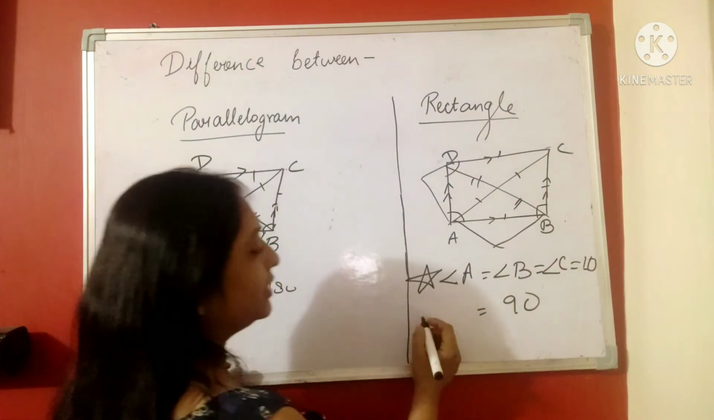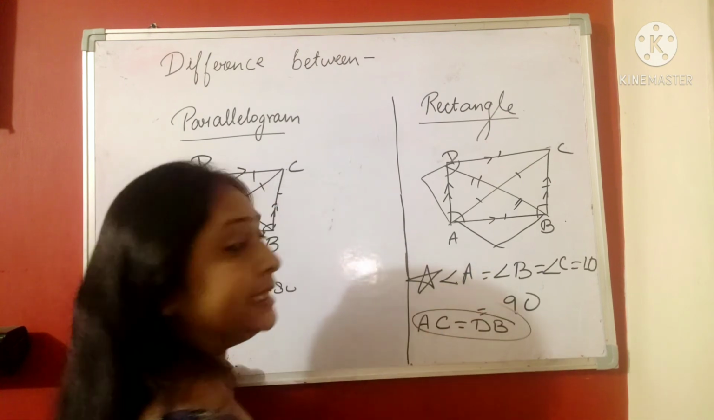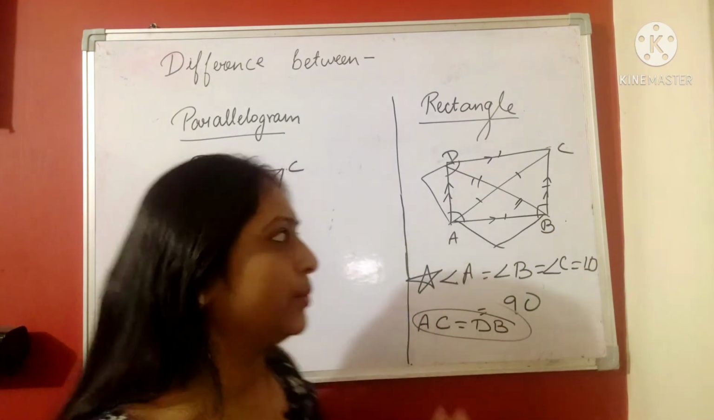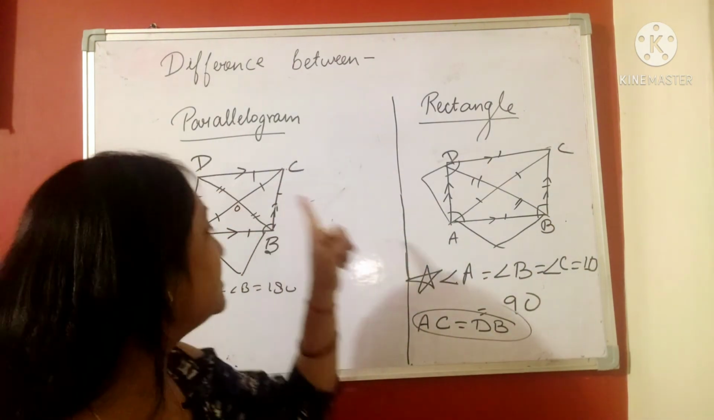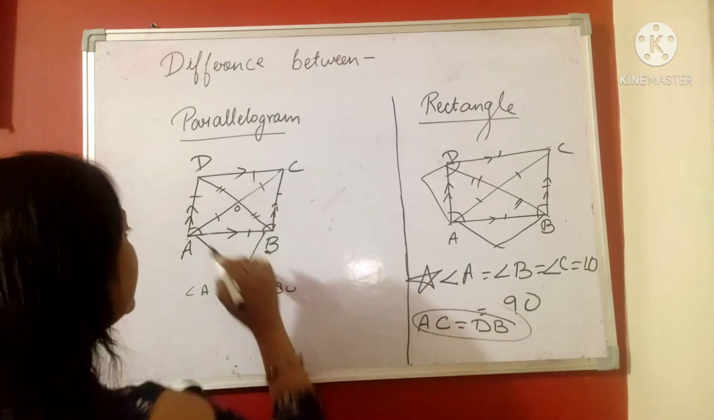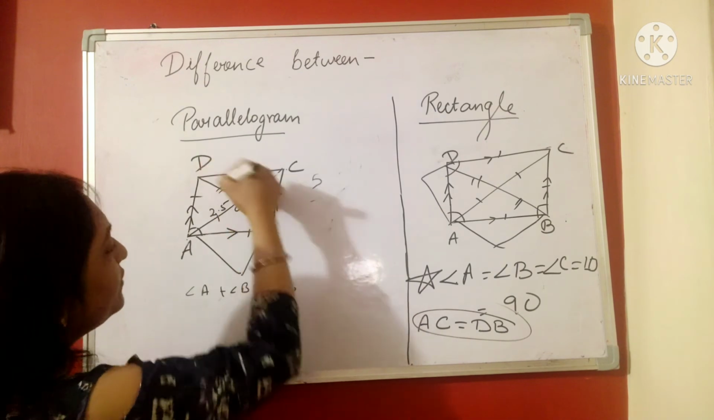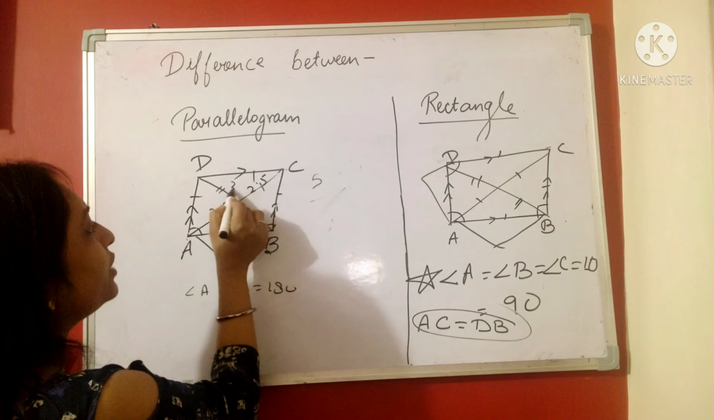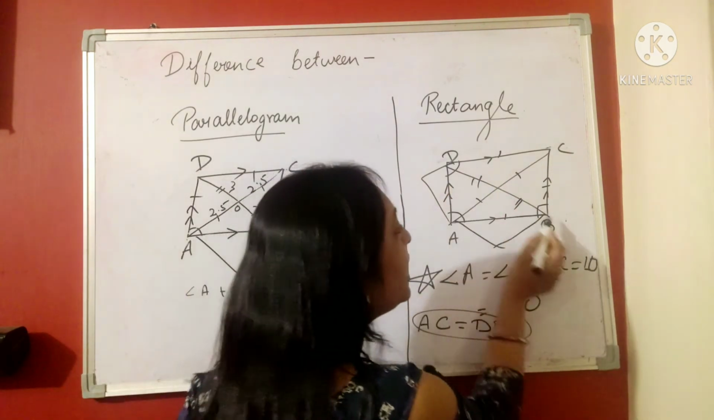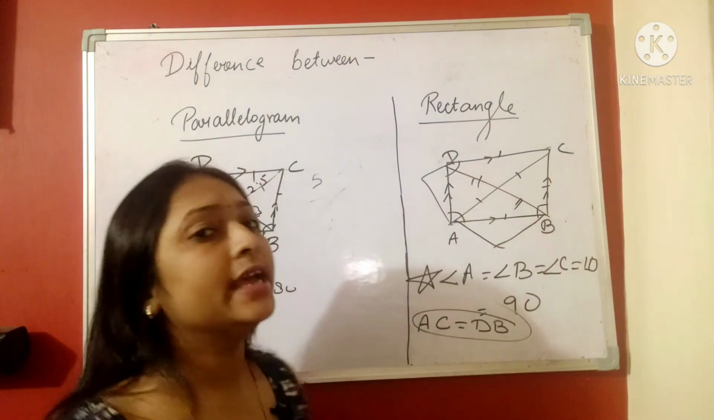And another thing is, diagonal AC is equal to diagonal DB. The length of these two diagonals are equal. Right, but here length AC and DB are not equal, but they bisect. That I mean to say is, if AC is 5, then this is 2.5 and 2.5. If DB is 6, then this is 3 and 3. But here in rectangle, it is necessary that if one diagonal is 6, the other has to be 6, and all the angles are 90 degree.